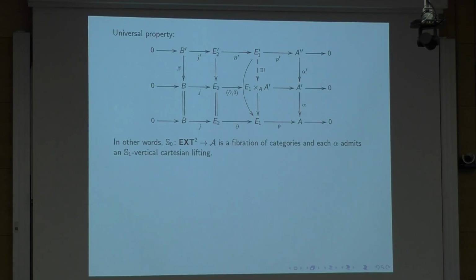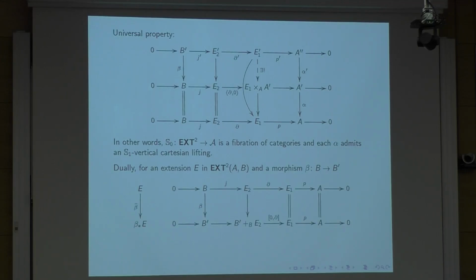And in a perfect dual way, we can start with a morphism, in this case covariant, from B to B prime, using the push out, of course. We can obtain another extension with the same co-kernel. And in other words, we can prove in a dual way that S1 is a opfibration. And each beta admits an S0 vertical co-Cartesian lift.